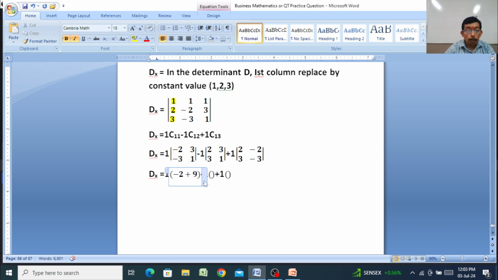Now we come to the cofactor C12. The first diagonal elements 2 and 1, the multiplication is 2. The second diagonal element is 9, minus 9. Now we come to the last cofactor C13. The first diagonal element is -6 and the next diagonal element is 6, then minus minus 6 becomes plus 6. Now simplify in the next step.